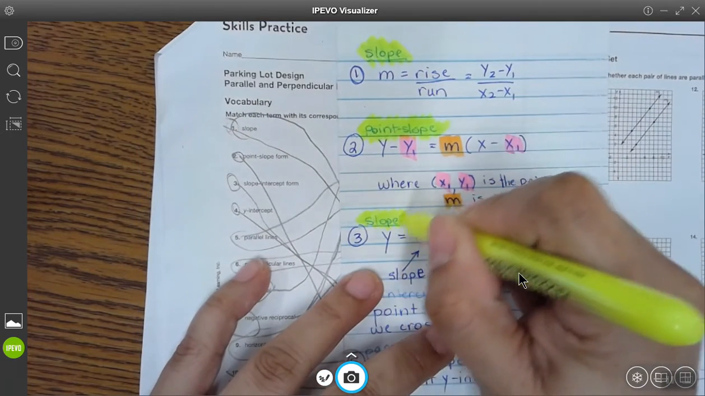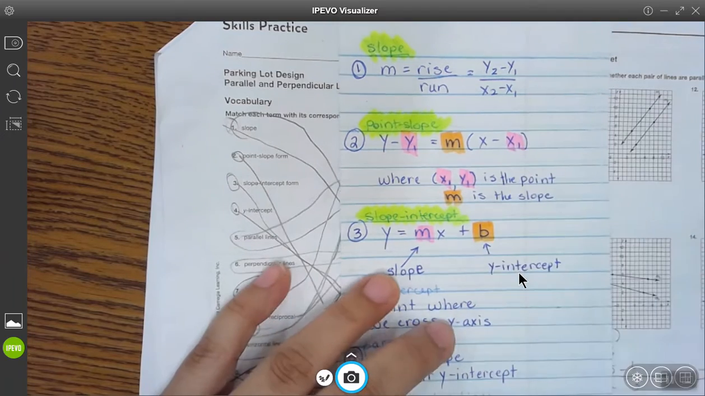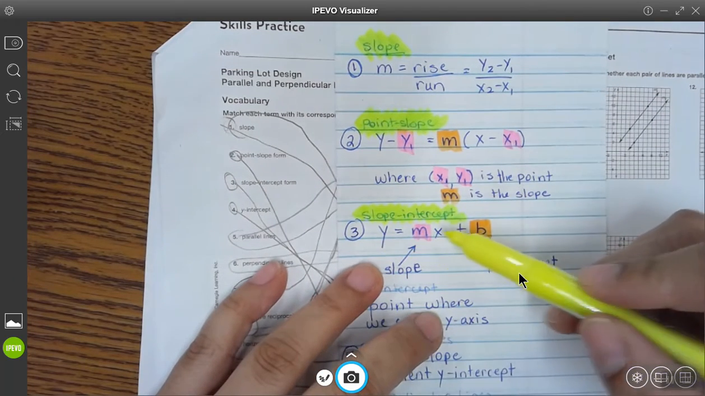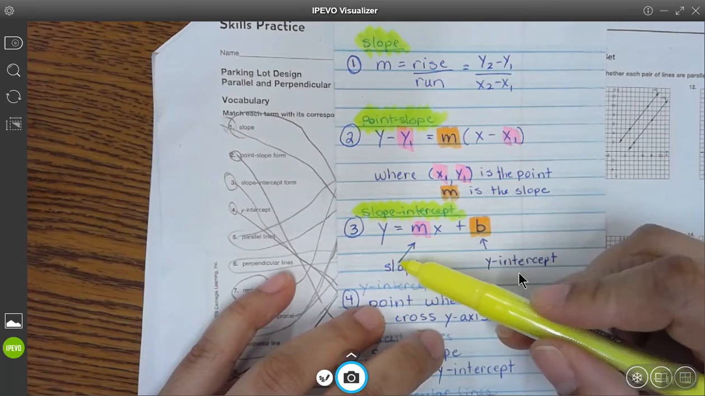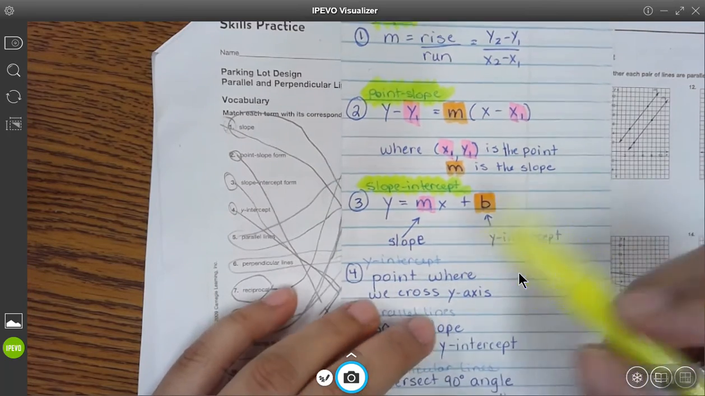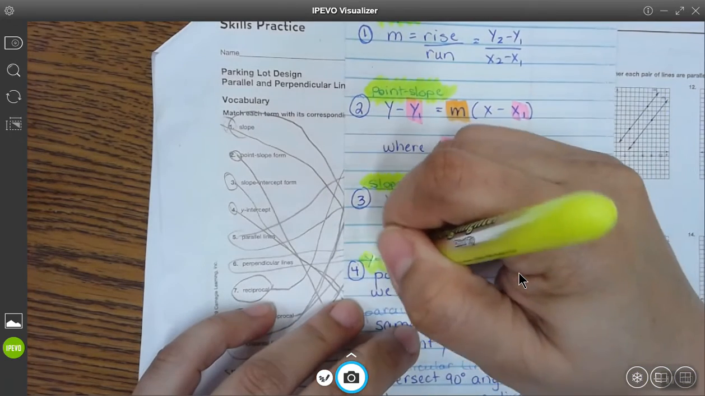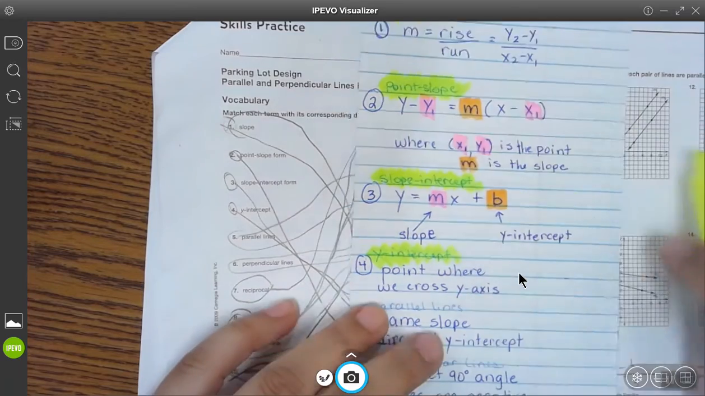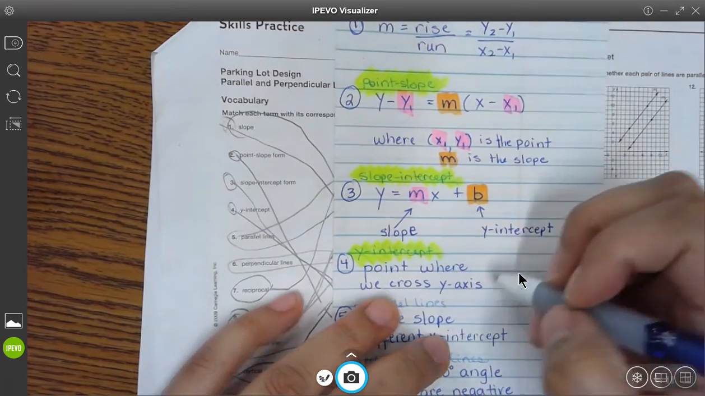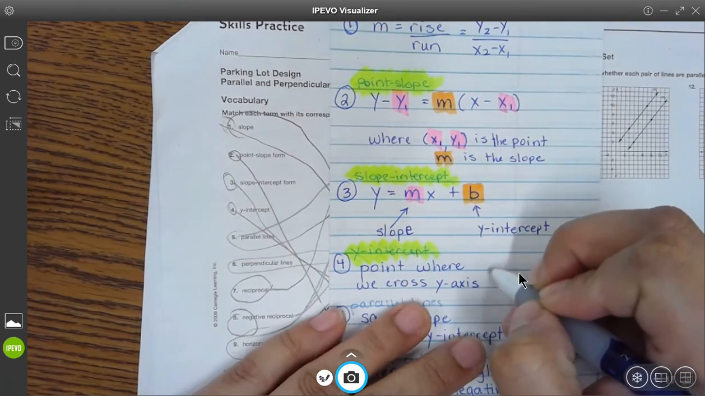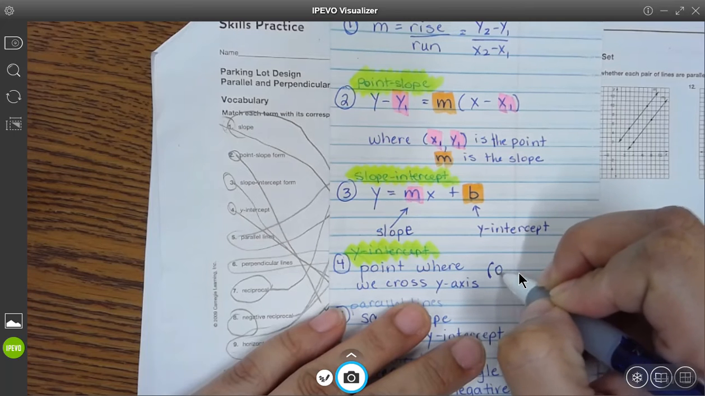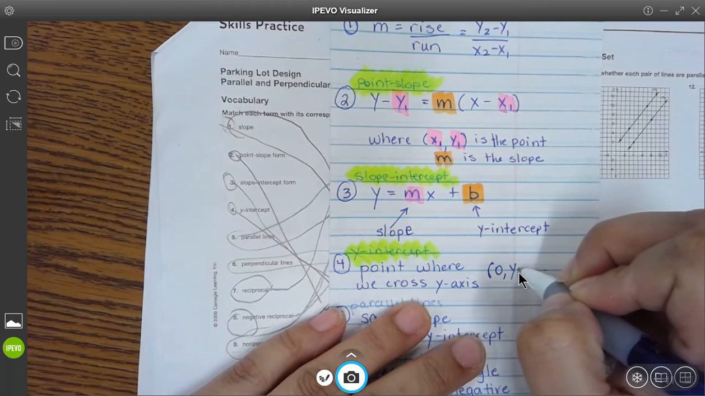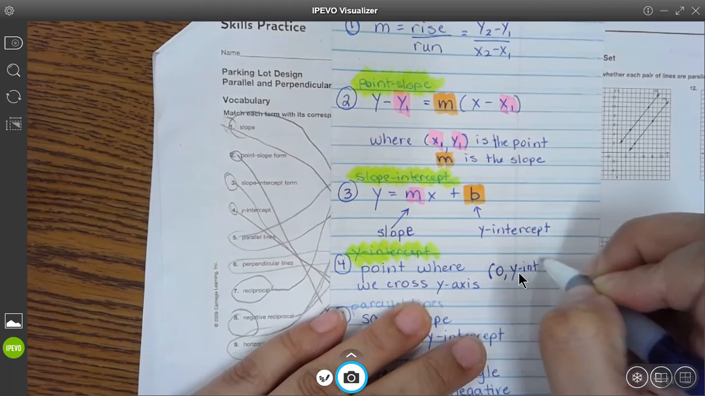Being able to write the equation in slope-intercept form, that's y equals mx plus b, where m is the slope and b is the y-intercept. Understanding that the y-intercept is the point where the line crosses the y-axis, so it's going to look like this: (0, y), whatever the y-intercept is.